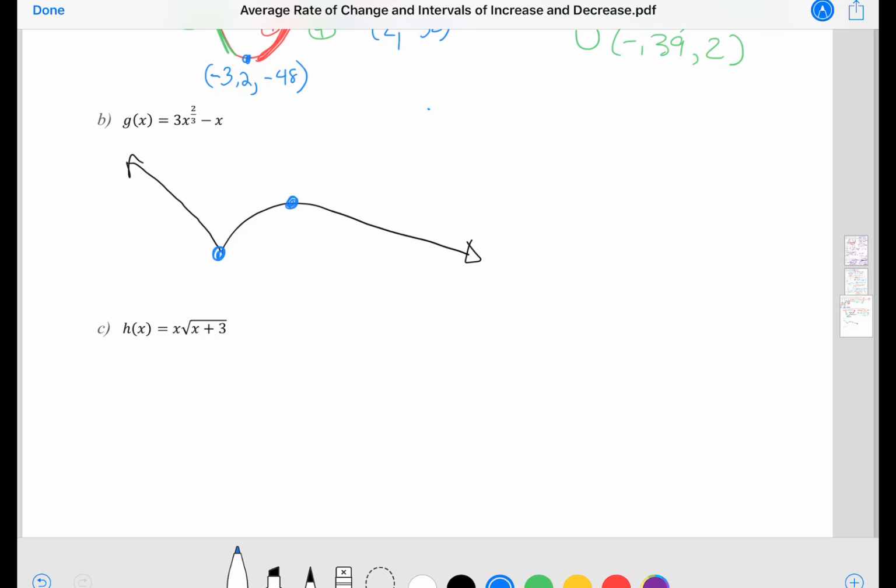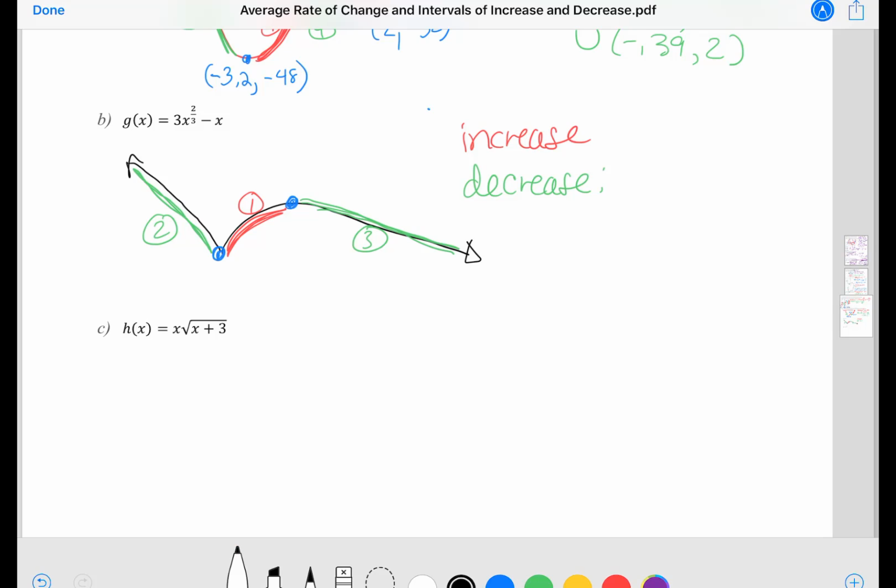So when I scan this graph left to right, this is going to be an interval of decrease, right? I'm going down left to right. And this is going to be an interval of increase because I'm going up left to right. And then I have just one interval of decrease right here. So increase in red, we'll call that interval 1. And then we'll call decrease in green, and we'll call this interval 2 and 3. That way we can label it so you have it in your notes.